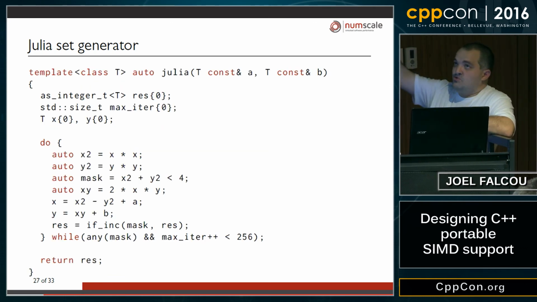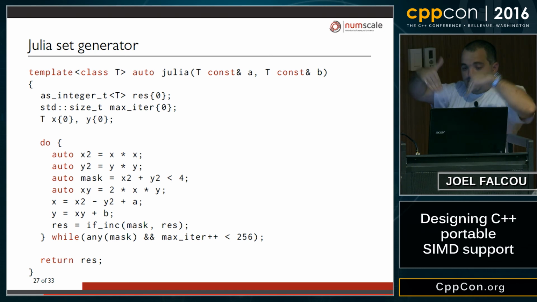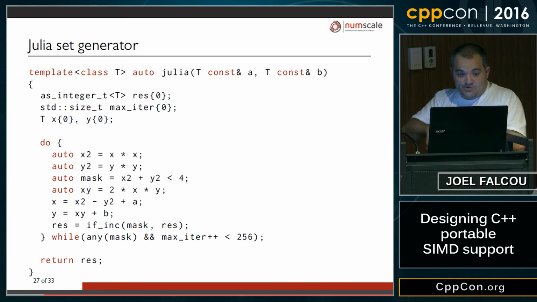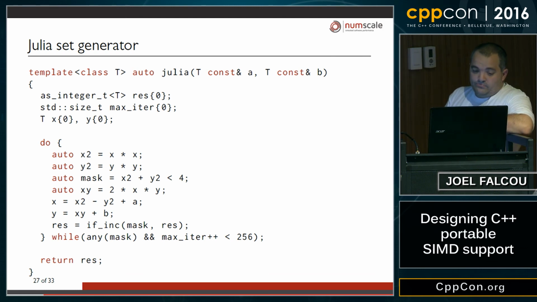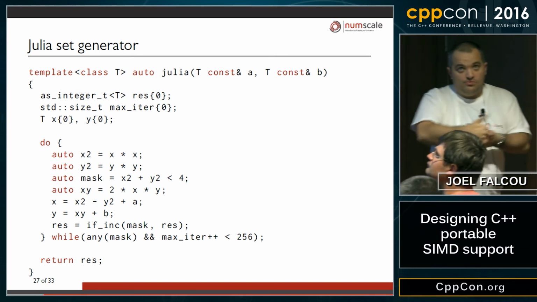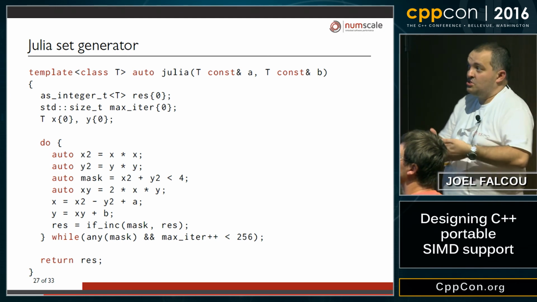You take your A and B, which is your complex value, real and imaginary parts. We need to compute a number of iterations in res. So we have a bunch of meta function aliases that give you a type t and you turn it into an integer. And so we do the computation. And the problem is that this computation has a while, so vectorizing it needs some kind of tricks.